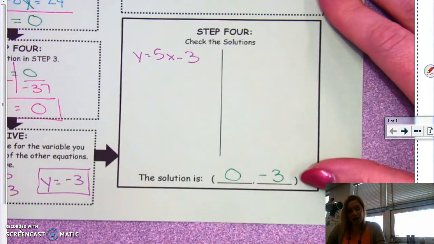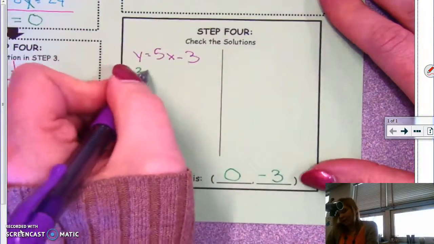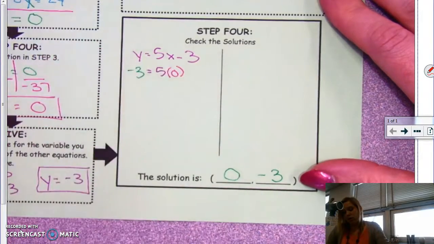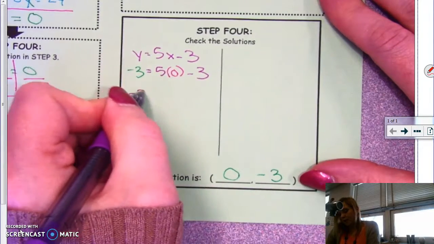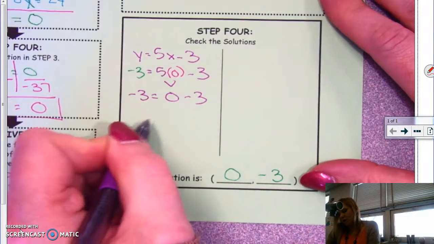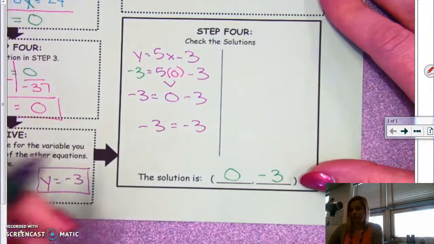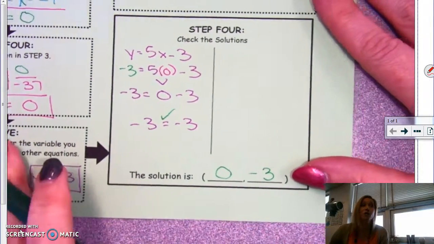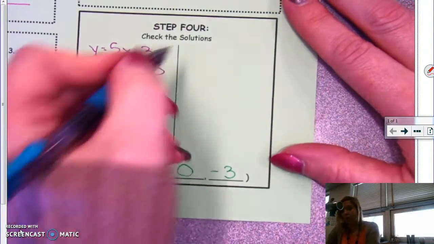So in place of the y, we're going to put the negative 3. In place of the x, we are going to put the 0, and we're going to subtract 3. So our problem is negative 3 equals 5 times 0 is 0, minus 3. Negative 3 equals negative 3. Is that a true equation? It sure is. Check. It works for this one. Now, just because it works with one does not necessarily mean it's going to work for the other, so it's important we do check both equations.